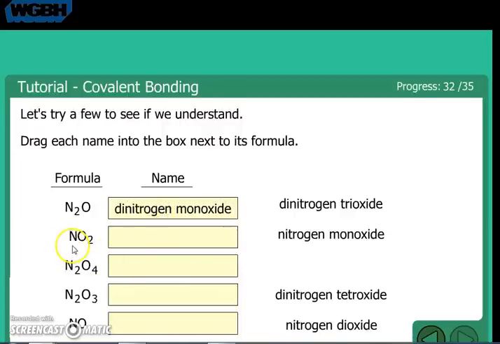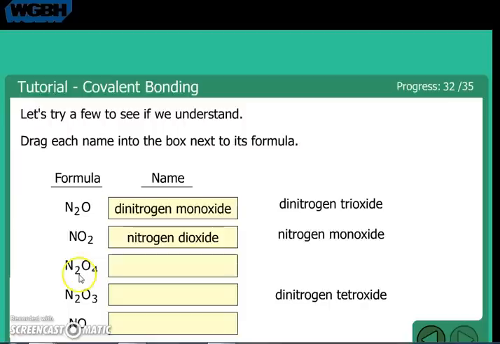Okay, NO2, so I have 1 nitrogen, 2 oxygens. Now I know that mono means 1, but remember that we don't use it on the first element, so I'm just going to look for nitrogen. Okay, there's nitrogen monoxide, and there's nitrogen dioxide. Well, there's 2 oxygens, so I know di means 2, so I think I'm going to pull that over here. Yep.